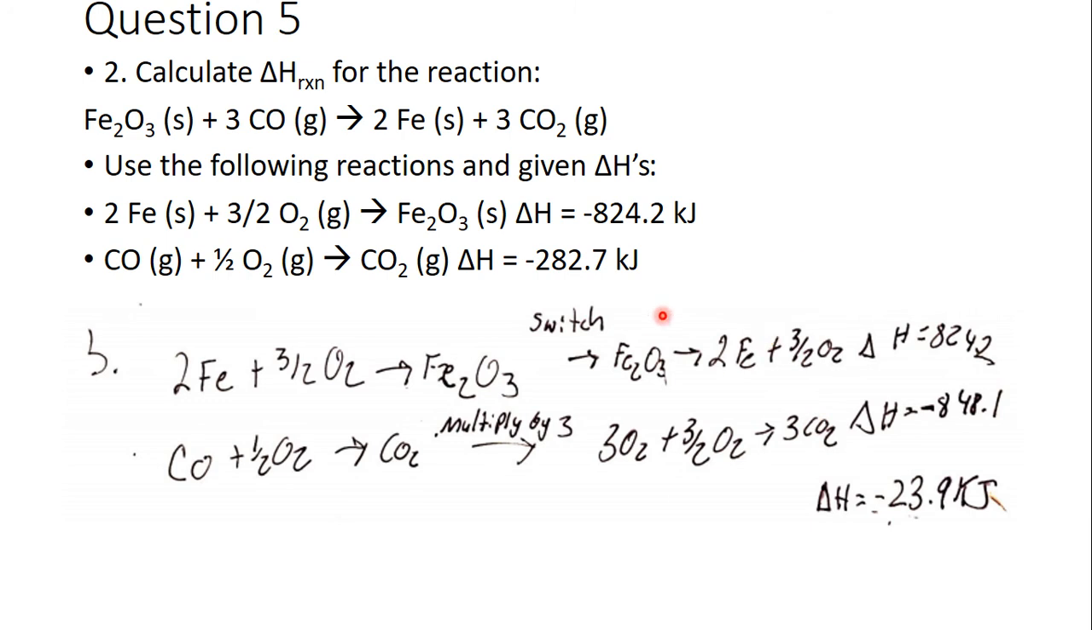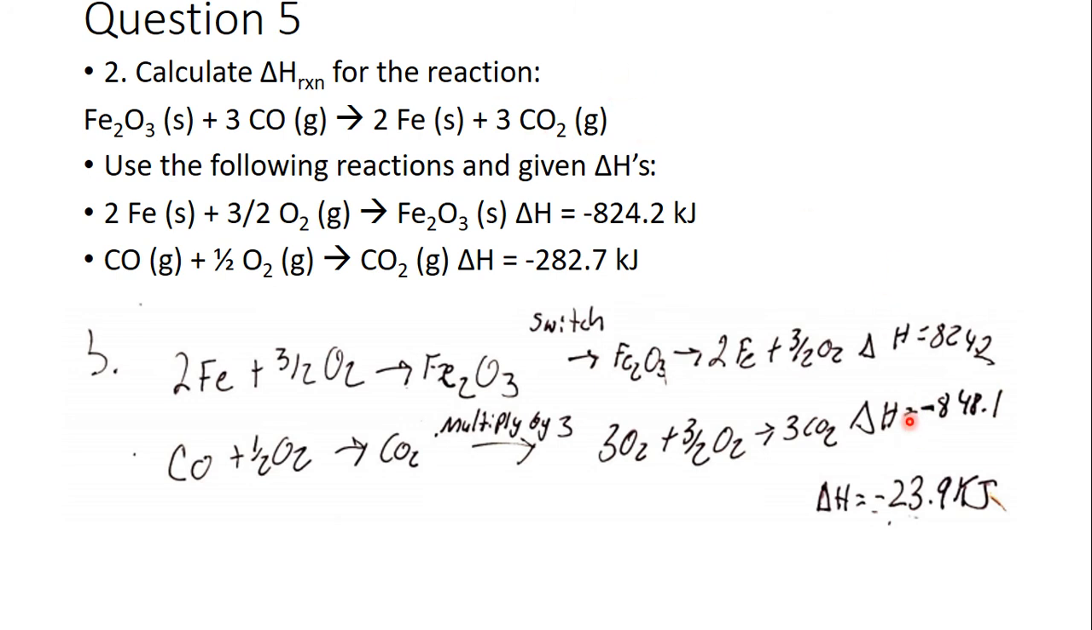And if anything is on both sides of the arrow, you cancel it out. For example, in our top equation, we have 3/2 O2 on the product side. In our bottom equation, we have 3/2 O2 on the reactant side. They cancel out. They don't exist anymore. So once we cancel out the O2, our final equation is Fe2O3 plus 3CO, because it's on the same side of the equation, goes to 2Fe plus 3CO2, which is the exact equation we were going for.